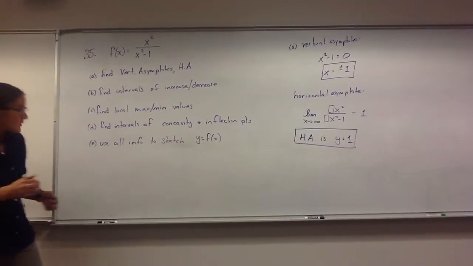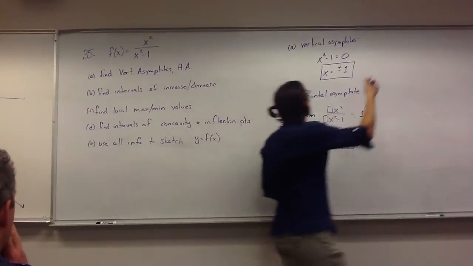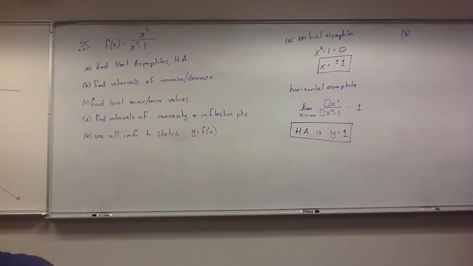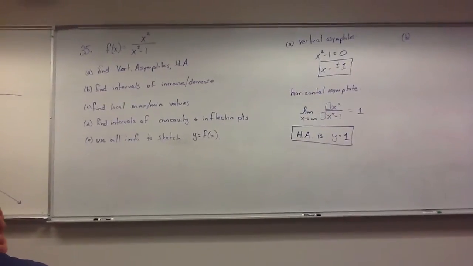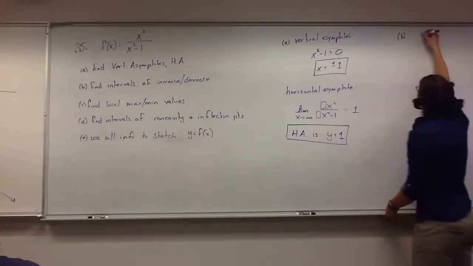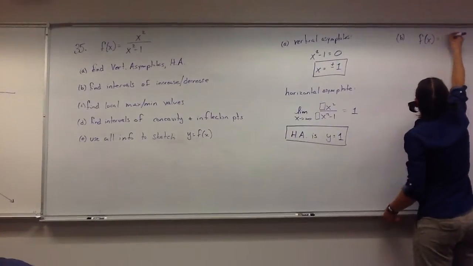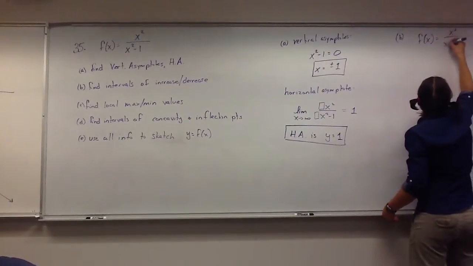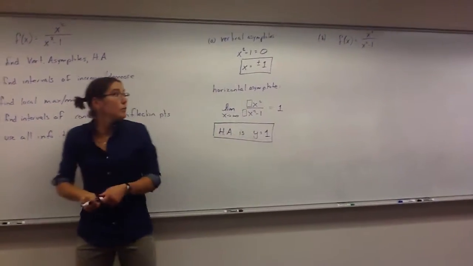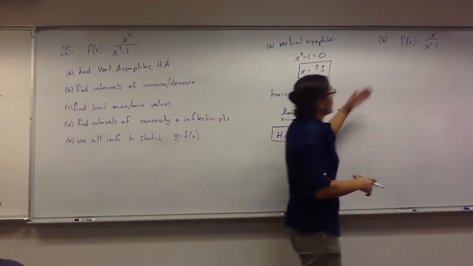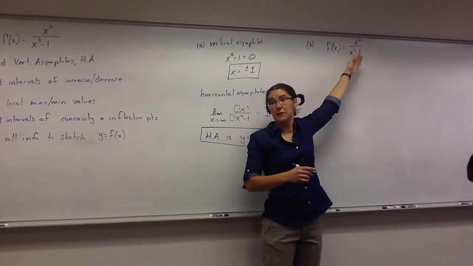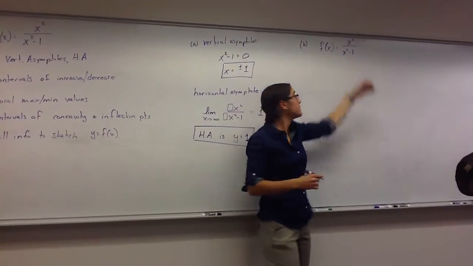Second part is to find the intervals of increase and decrease. That means we're going to be looking at f prime and figuring out where f prime is positive and where f prime is negative. So we have our original function f of x, which is x squared over x squared minus 1. And we would like to figure out where the derivative of this function is equal to 0. That's going to be the first thing. We want to figure out our critical numbers.